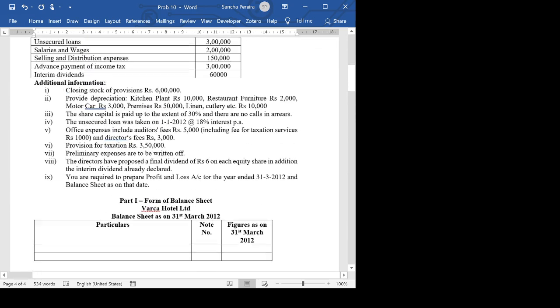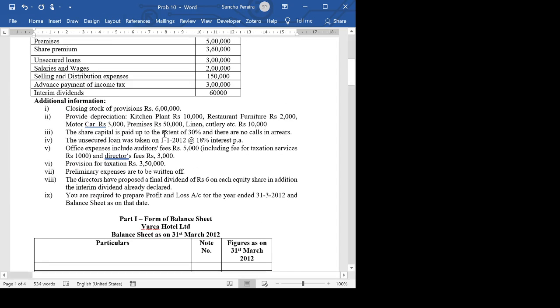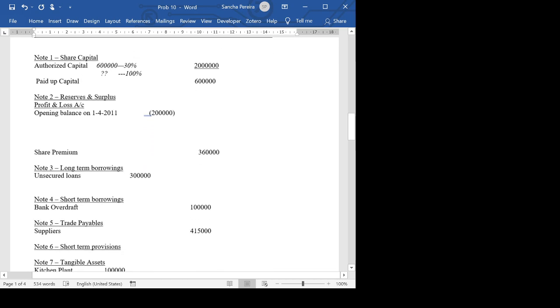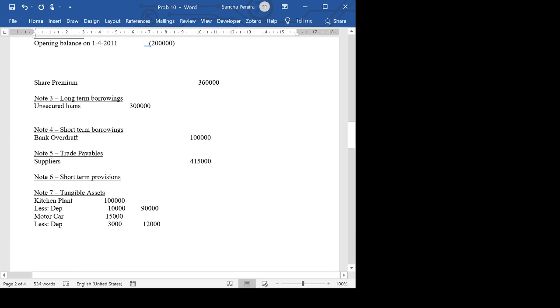Next we come to share capital, which is paid up to the extent of 30% and there are no calls in arrears. We have already done this. We have already shown the authorized capital based on this. The unsecured loan was taken on 1st January 2012 at 18% interest per annum. Now we need to calculate this outstanding interest. So we will go to unsecured loans here and say add outstanding interest. And that interest would be 3 lakhs into 18%.